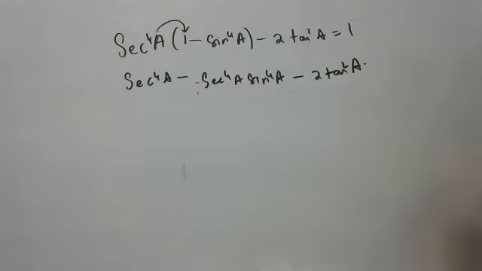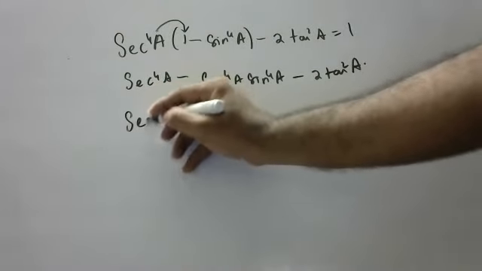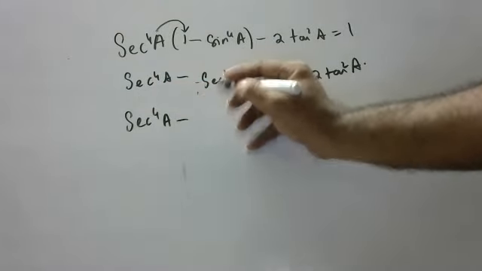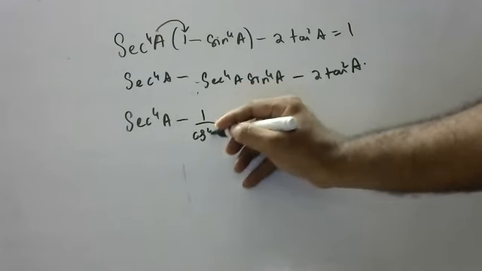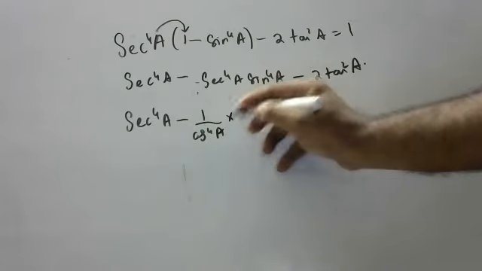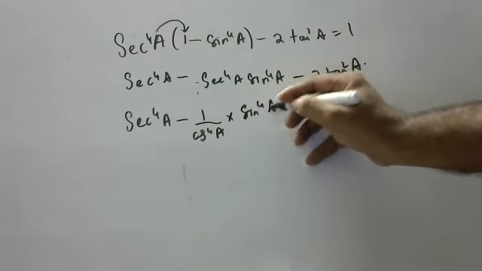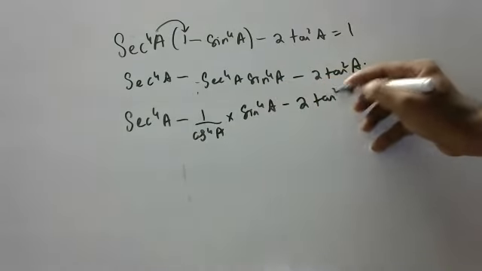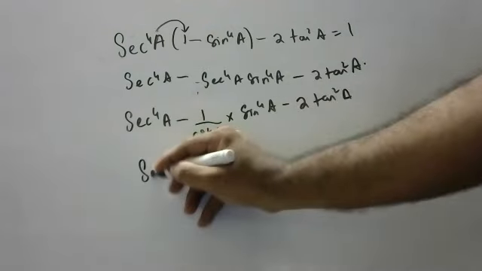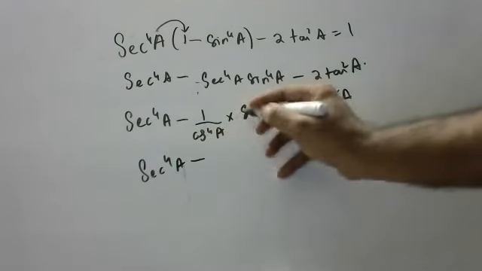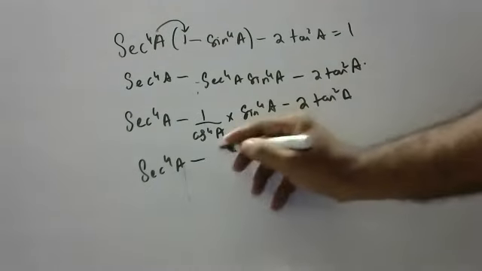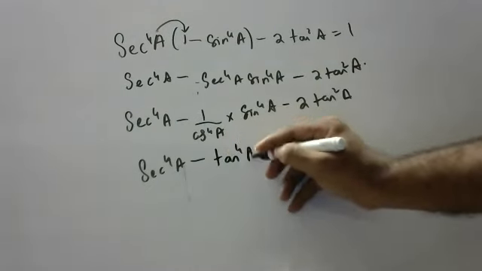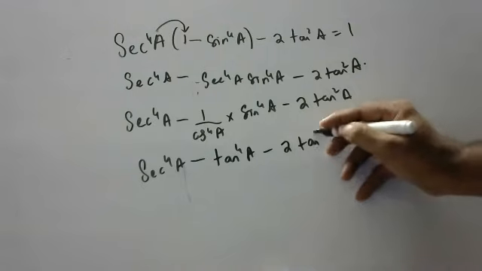So now let's see, children. Secant 4a, don't do anything. Secant 4a means 1 by cos 4a into sine 4a minus 2 tan square a. Secant 4a sine 4a is sine by cos, which is tan. So tan 4a minus 2 tan square a.